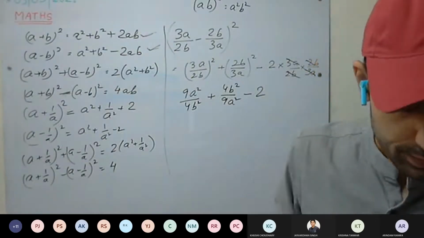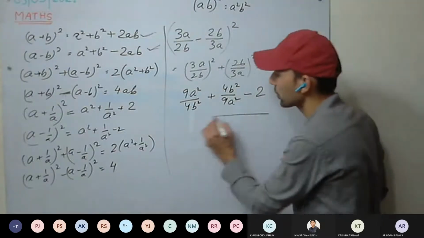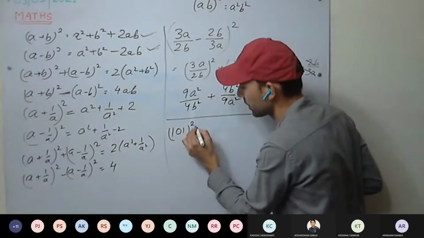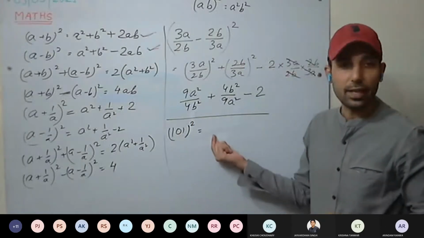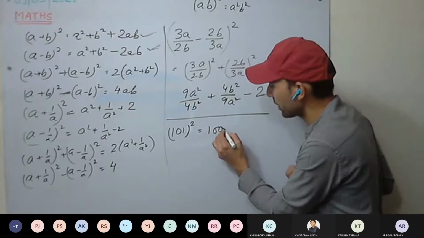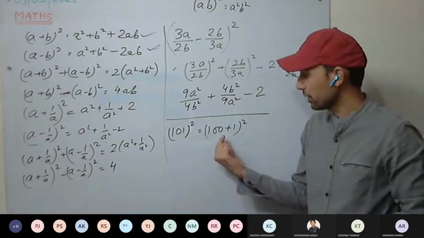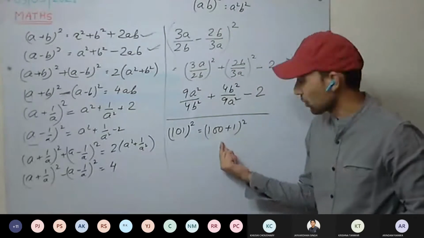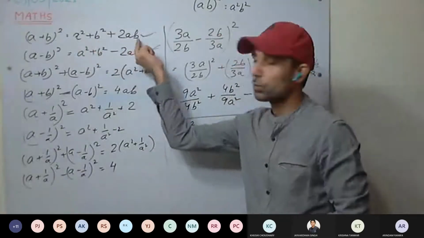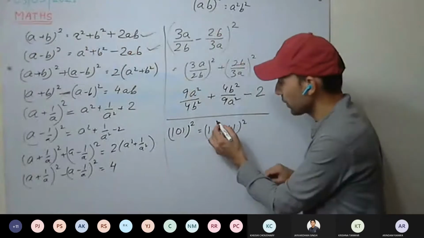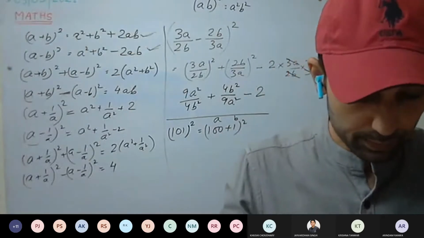Okay. Now second one. How are you going to do the second one? 101 the whole square is given. We can represent 101 in something like this: (100 plus 1) the whole square. So 101 we can rewrite as 100 plus 1. Now solve this one, everyone solve. Use the formula a square plus b square plus 2ab. Here a equals 100 and b equals 1. Solve it everyone. You have 1 minute.